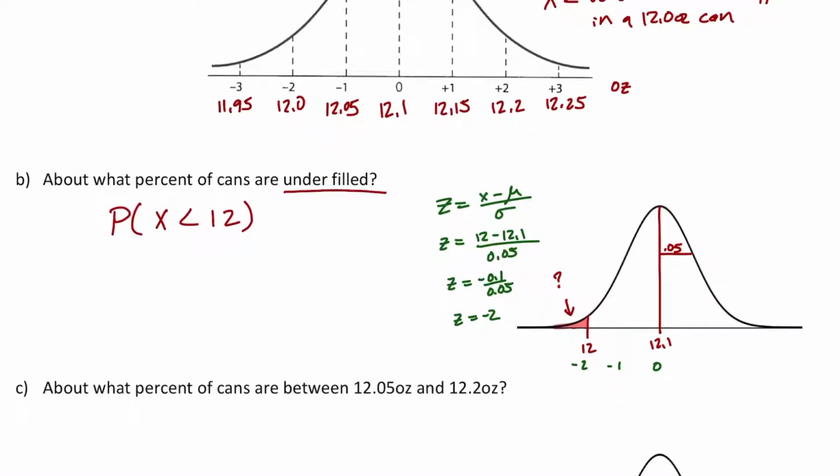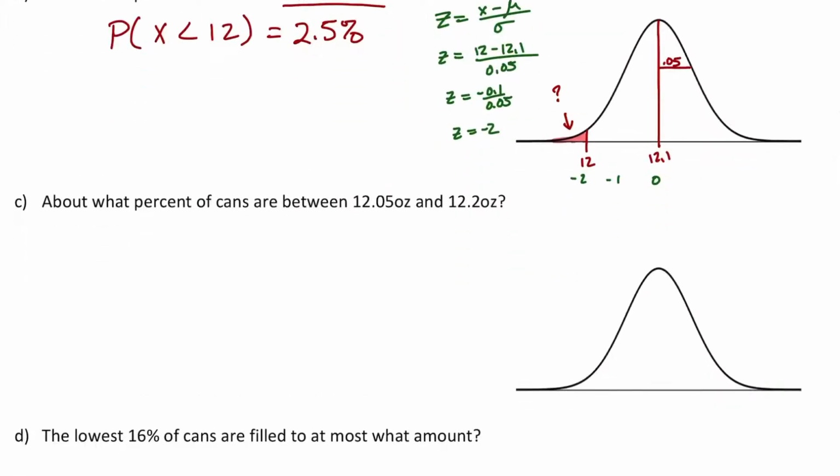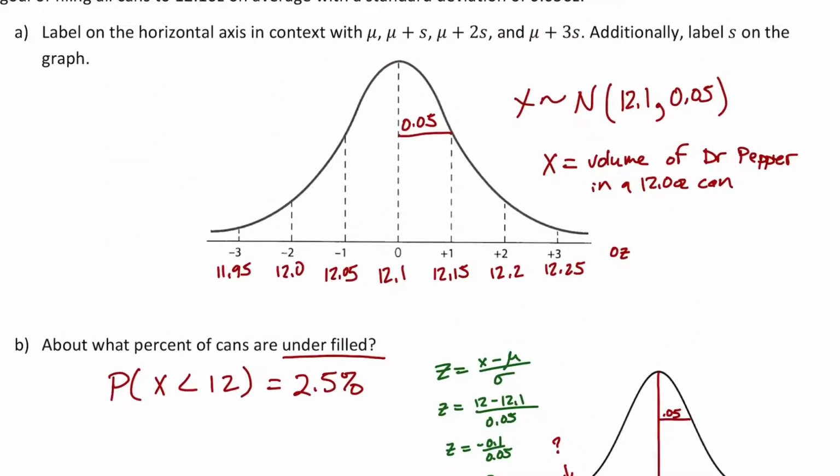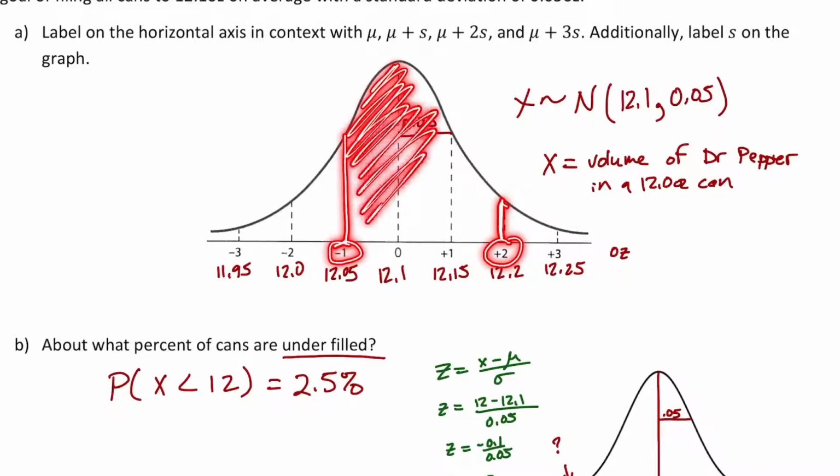So my answer is just directly that this equals 2.5%. All right, letter C. About what percent of cans are between 12.05 ounces and 12.2 ounces? So if I'm at 12.05 ounces, notice that's a z-score of -1. If I'm at 12.2 ounces, that's a z-score of 2. So I'm looking for the area between -1 and +2, or 12.05 and 12.2.